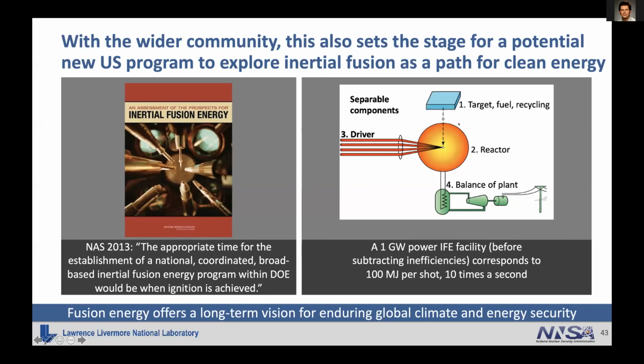And what does inertial fusion energy have going for it? Well, separable components: a driver, a separable driver that can be modular, a target, a reactor, and a balance-of-plant. But it's a tall order. I just want to remind you that a gigawatt power IFE facility, before subtracting any inefficiencies, corresponds to 100 megajoules per shot, 10 times a second. That's tough. We're at a megajoule. I think we can get it to 10 to 20, but doing it 10 times a second would be a technological marvel with the economic constraints.